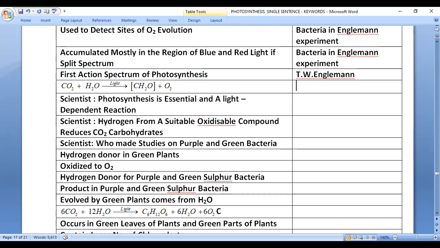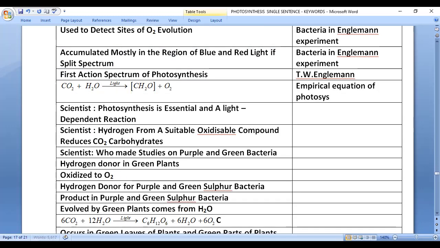Carbon dioxide in the presence of water and light forms glucose along with oxygen. This is the empirical equation of photosynthesis. Scientist who showed photosynthesis is essential and a light dependent reaction.